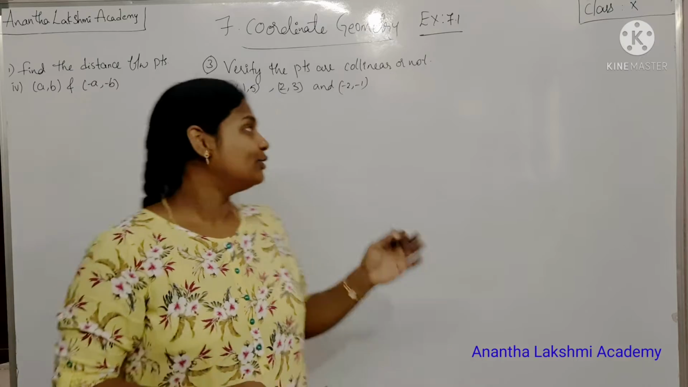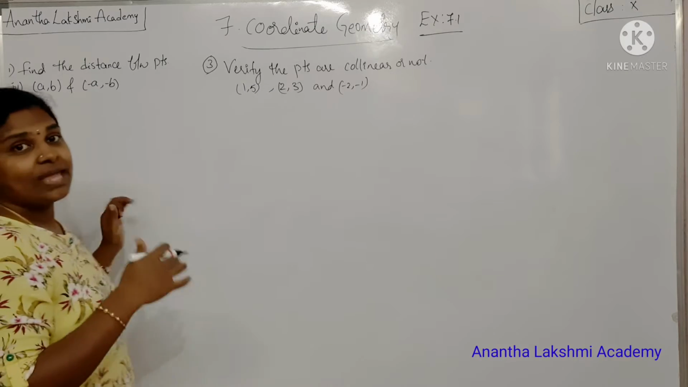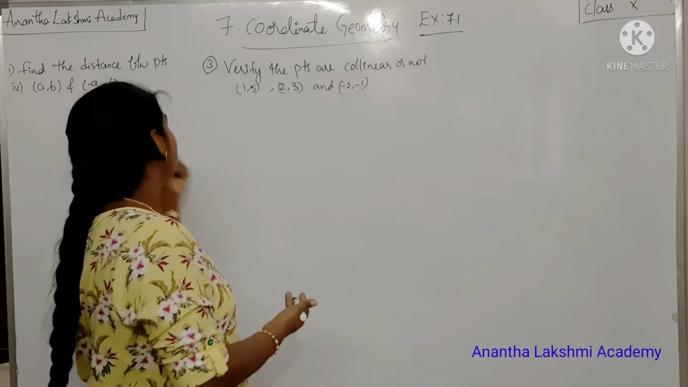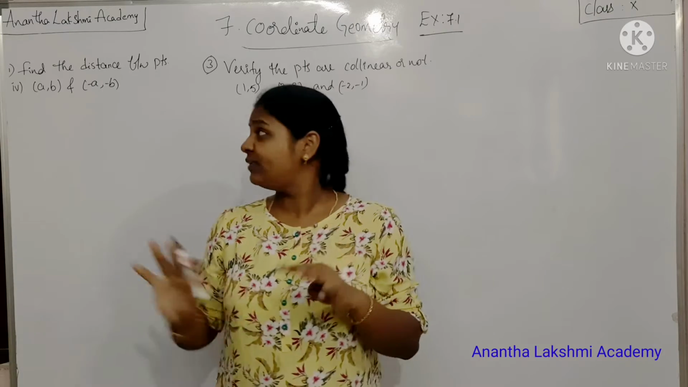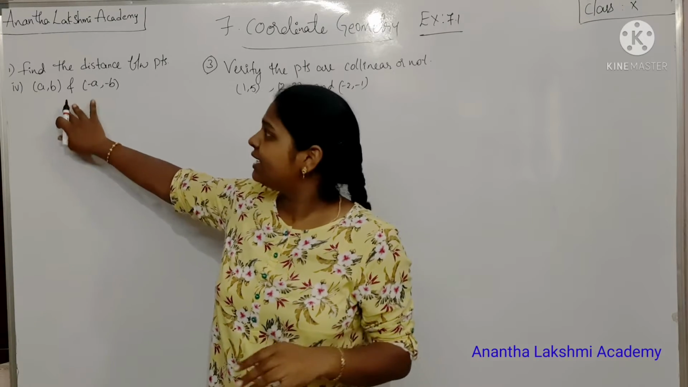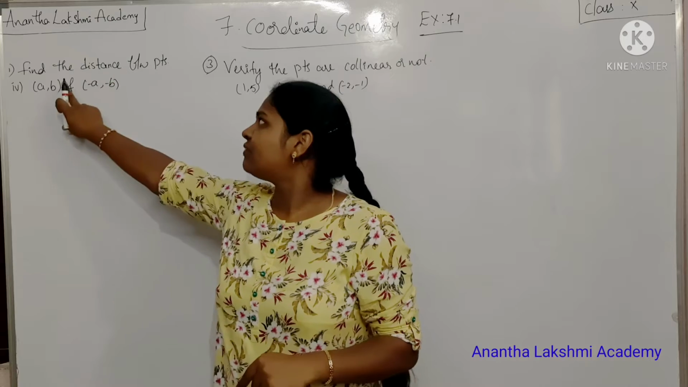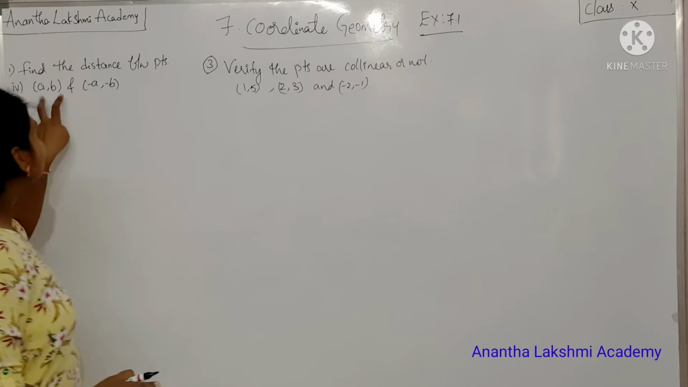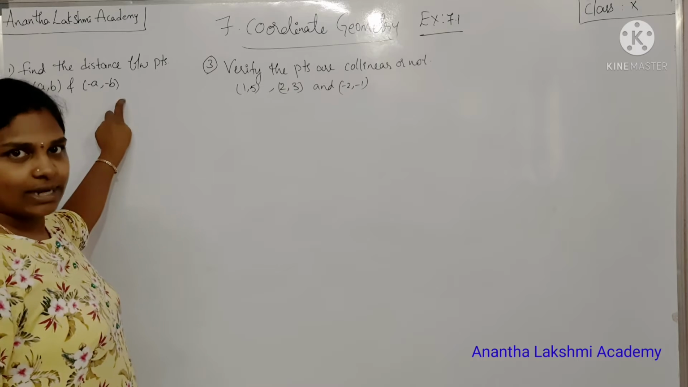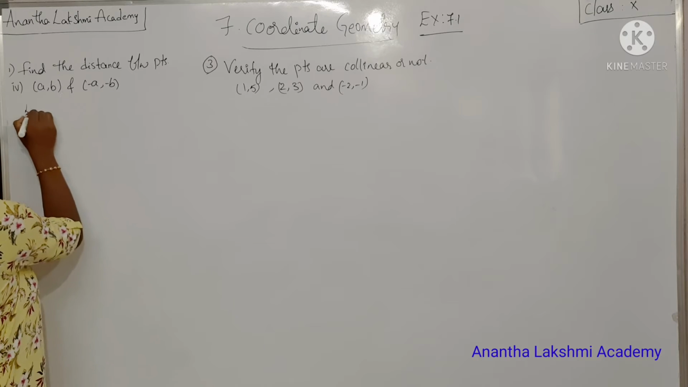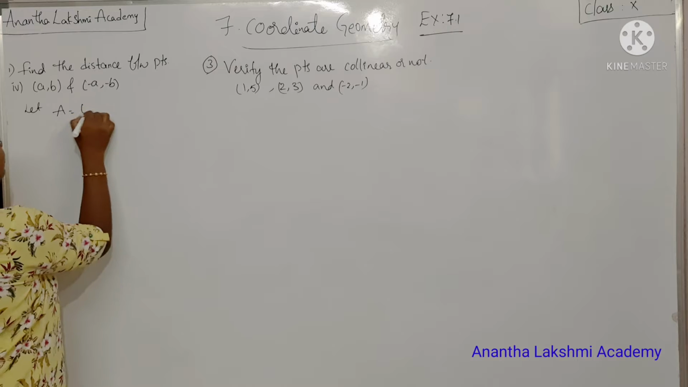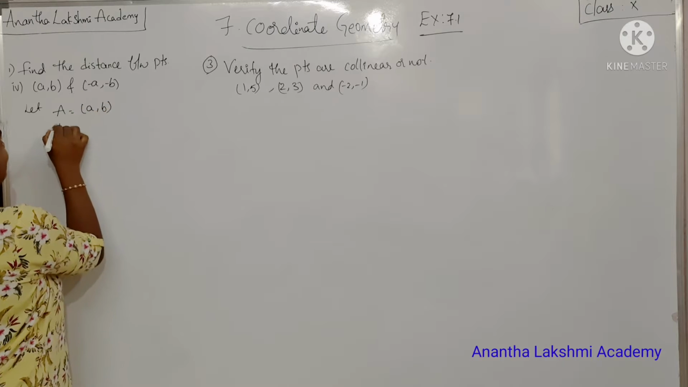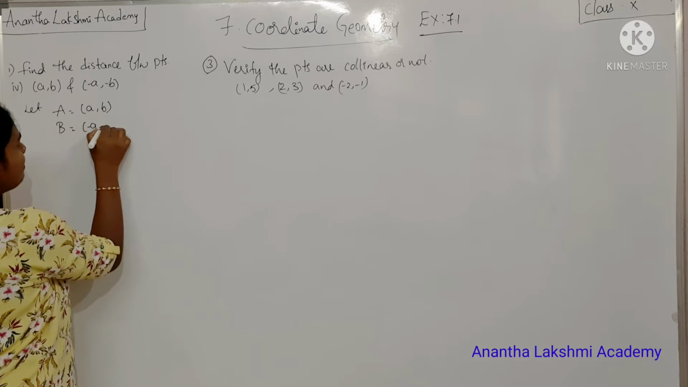All right. So the very first problem I have already listed on the board. It has barely 4 parts, out of which I am solving the 4th part, wherein they are asking us to find the distance between 2 points. If you observe the coordinates here, they are like x1, y1, x2, y2. Let A is equal to (a, b), B is equal to (-a, -b).